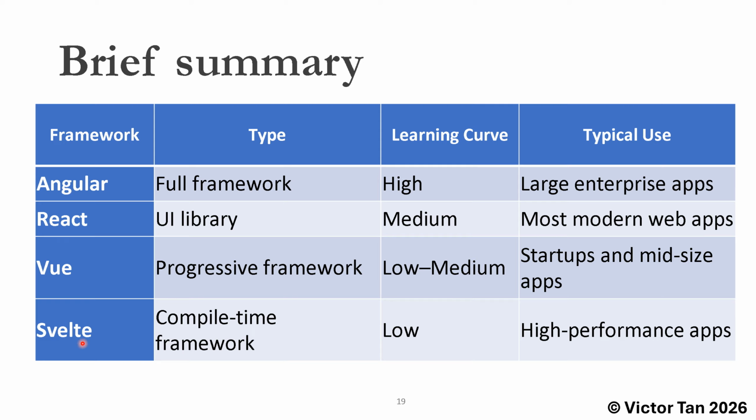Okay, and you have Svelte, which is kind of a niche framework. It is what's called a compile time framework, very fast to learn, and it is very useful for high performance apps where performance is the critical factor for your app. So that's a brief summary of probably the most widely used front-end frameworks. And for today's workshop, we'll be looking at Angular.